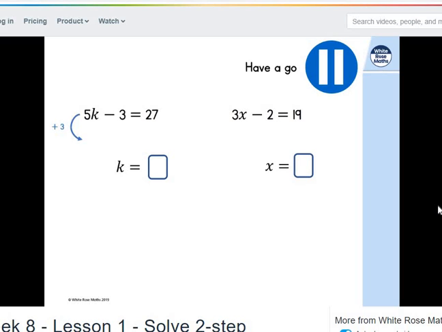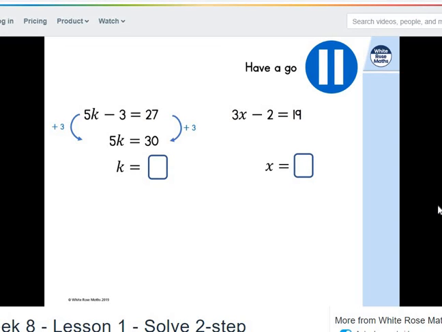Let's have a look at the first one. Well, if I subtract 3 from 5k, it leaves me with 27. So if I think about putting the 3 back on, that means that 5k will be worth 30. I'm almost cancelling out that subtract 3.